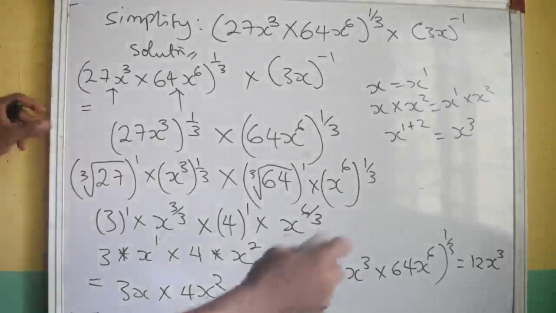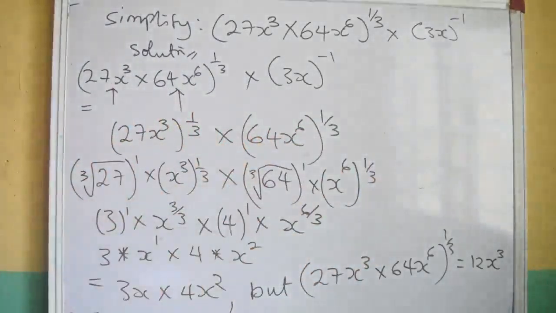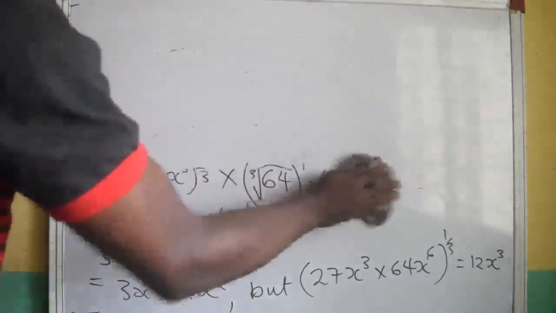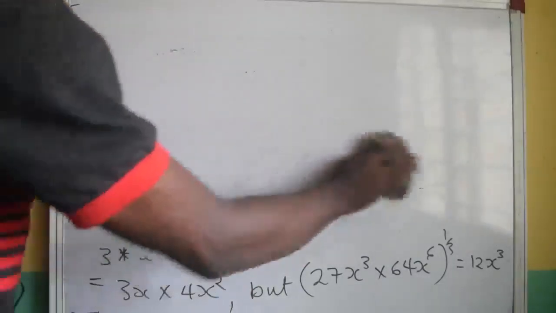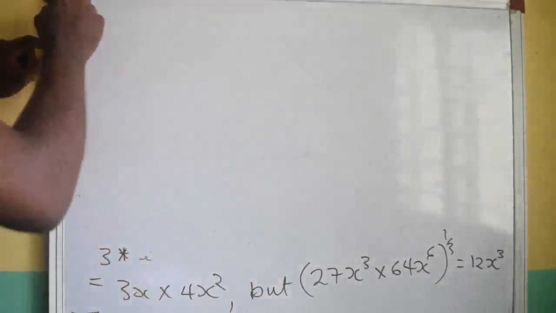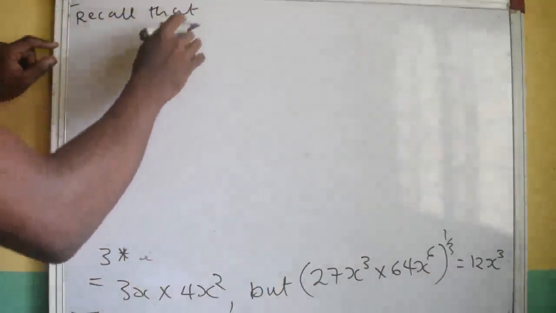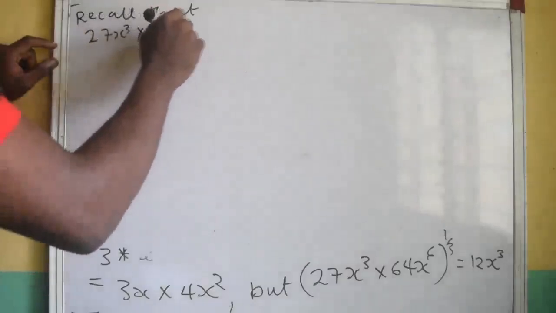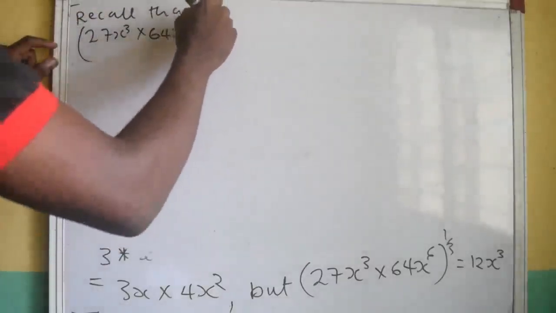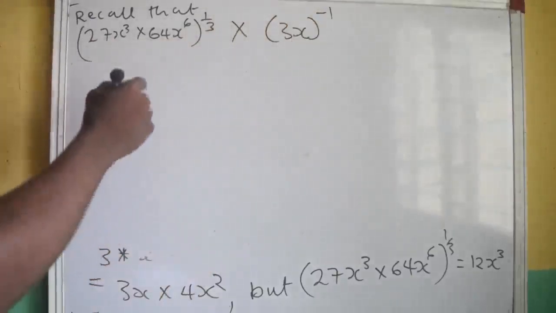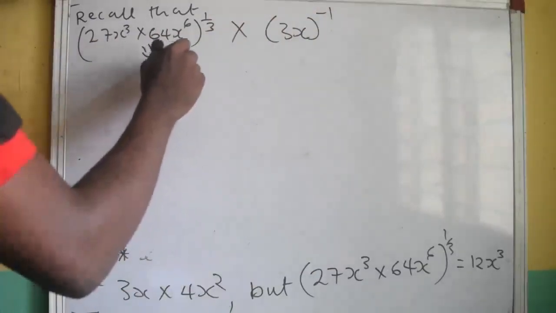Okay, so now if I clean up this and also clean up the top, remember this will come in handy. I want to give room to make it more pleasant for the viewer. Now everything here is this. Recall the main question was 27x raised to the power 3 multiplied by 64x raised to the power 6 in bracket, raised to the power 1 over 3, multiplied by bracket 3x all raised to the power minus 1. You know that this one alone has given us 12x raised to the power 3.